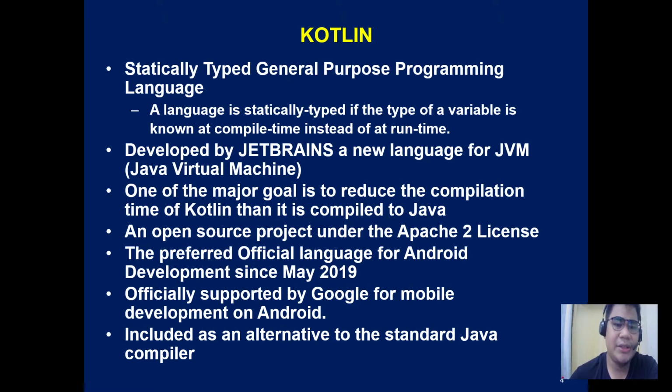Another thing is Kotlin is developed by JetBrains. So it's a new language for the JVM or the Java Virtual Machine. And you know JetBrains is a company that has many applications and IDEs that they develop. And one of the major goals of Kotlin is to reduce the compilation time compared to when it is compiled to Java. So you see Java takes much memory or takes much time in terms of compiling.